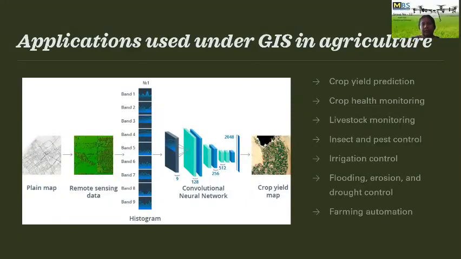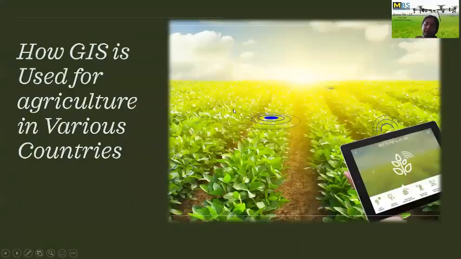And GIS in agriculture. Some examples we can see here: crop yield prediction, crop health monitoring, livestock monitoring, insect and pest control, irrigation control, flooding, erosion and drought control, and farming automation. These kinds of areas can be covered under the GIS system. And next, we'll continue with Samindi.